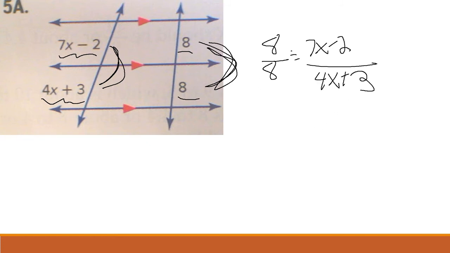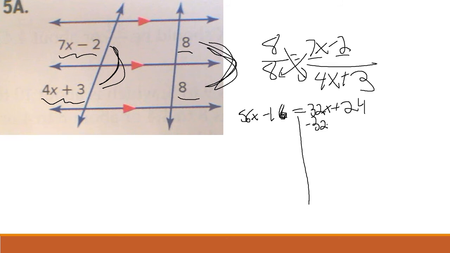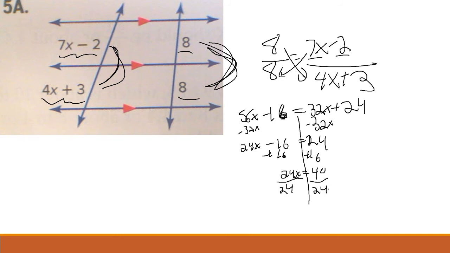And then we cross multiply. So we get 8 times, now again, this 8 is going to be multiplied to both terms here. So it'll be 56x minus 16. And over here, it'd be 32x plus 24. So we simplify this equation or solve this equation. So minus 32x, minus 32x, get my x's on the same side. We get 24x minus 16 equals 24. Plus 16, plus 16, we get 24x is equal to 40. And divide by 24, divide by 24.